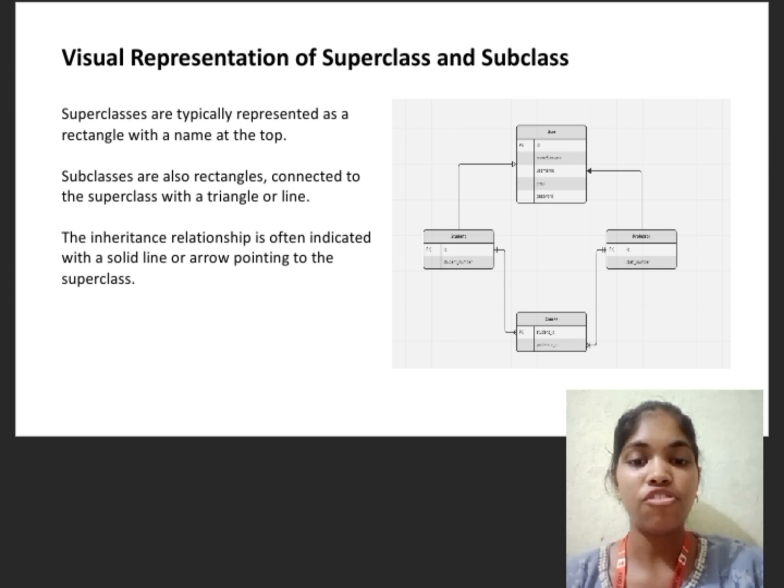Visual representation of superclasses and subclasses. Superclasses are typically represented as rectangles with a name at the top. Subclasses are also rectangles, connected to the superclass with a triangle or line. The inheritance relationship is often identified with a solid line or an arrow pointing to the superclass.